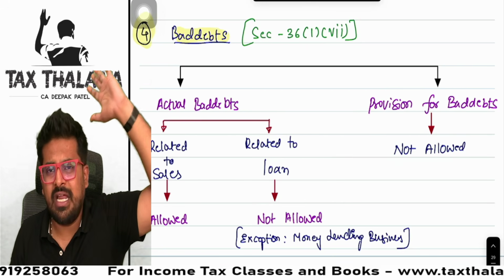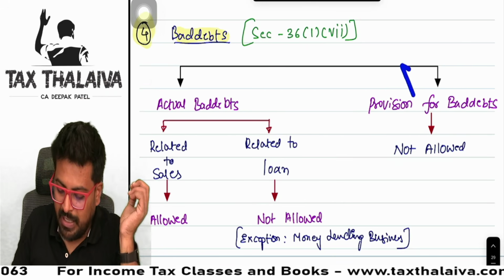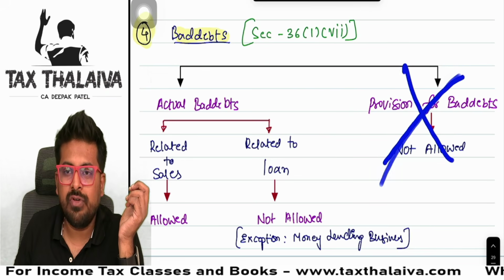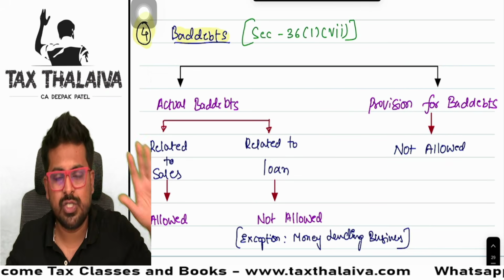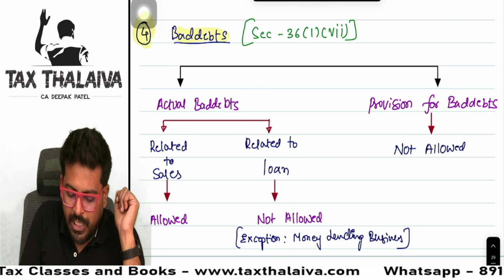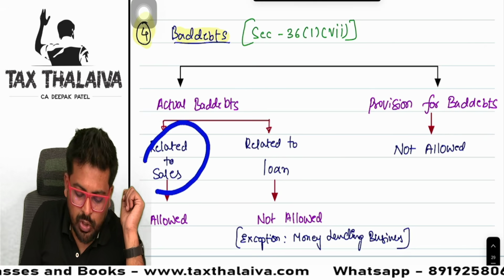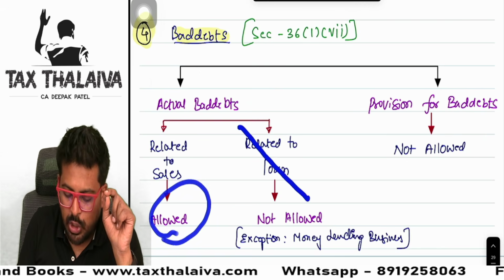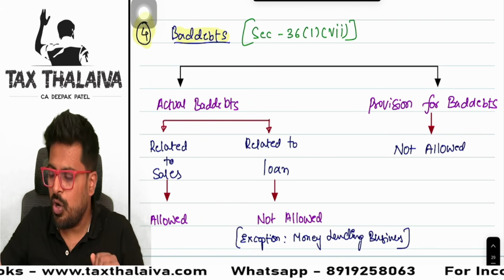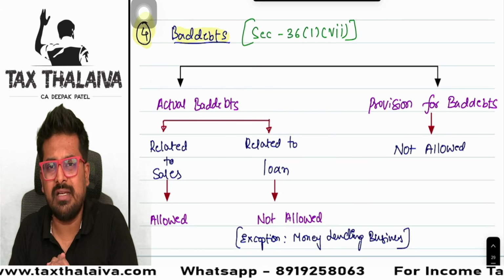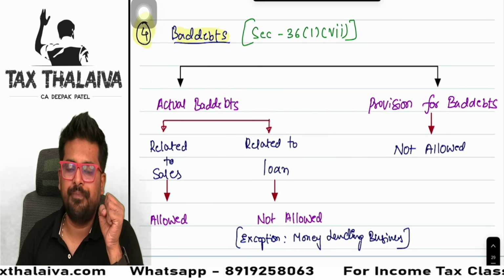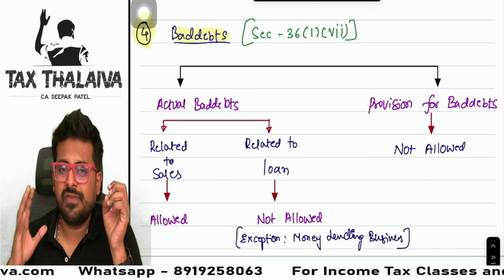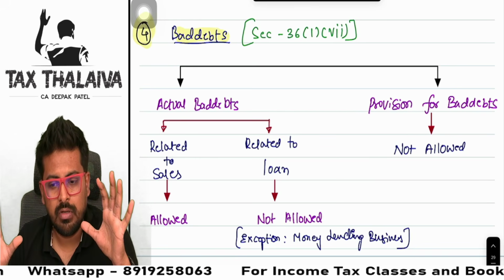In your accountancy, you might have deducted it in your profit and loss account, but in PGBP, provision for bad debts is not allowed, guys. Always remember this. Actual bad debts, if related to sale, are allowed. If it is related to a loan, it is not allowed. So you gave a loan to someone. Why would you allow it? Because that is a capital expenditure. That is a capital transaction. So it is not allowed.